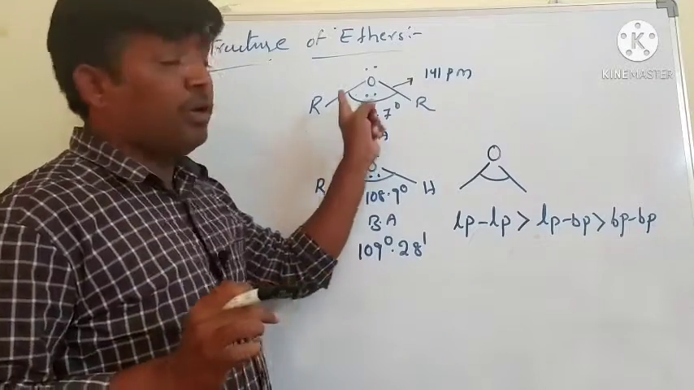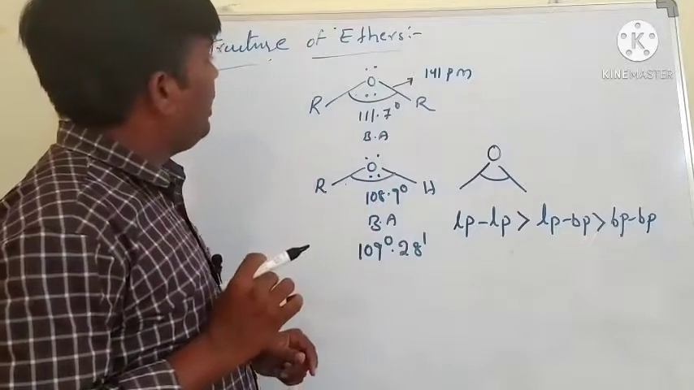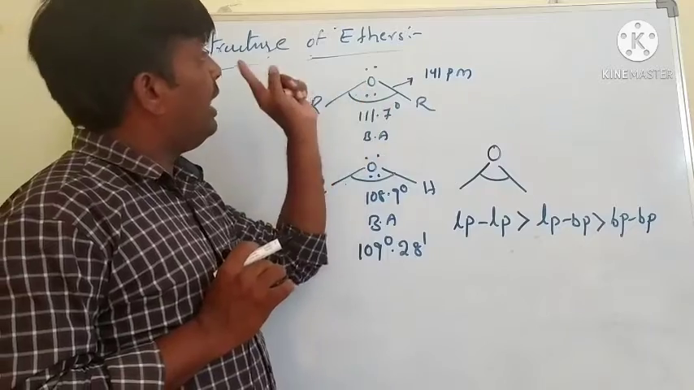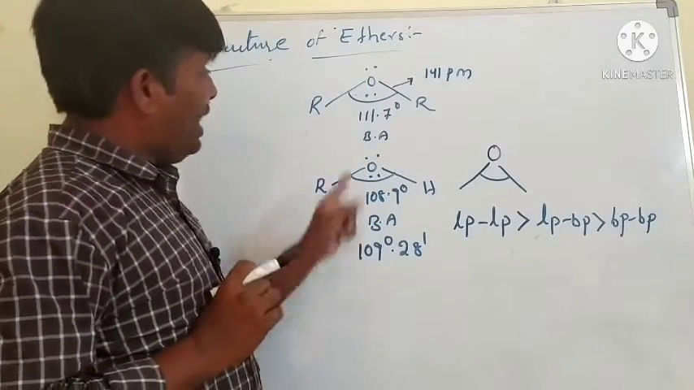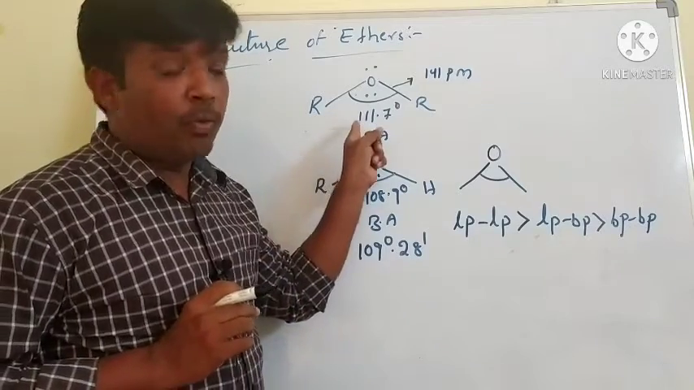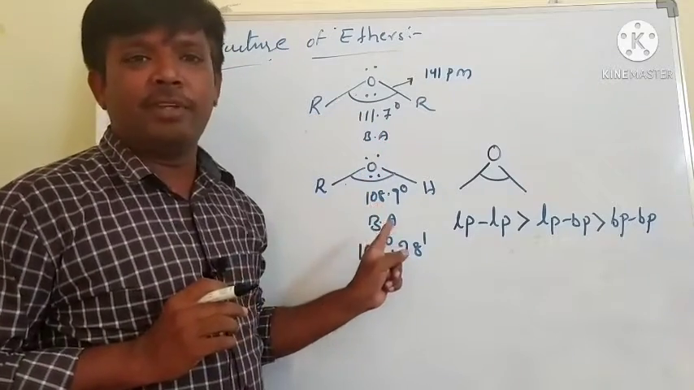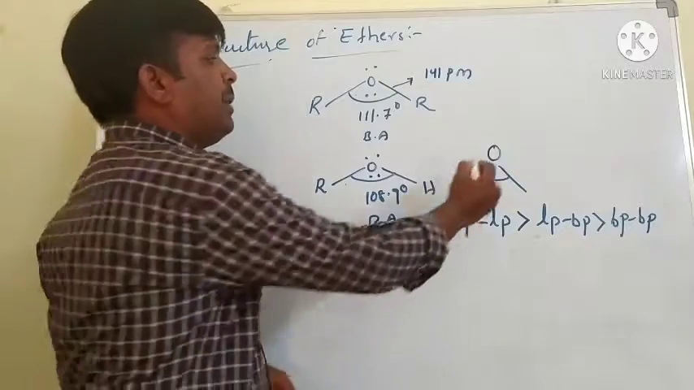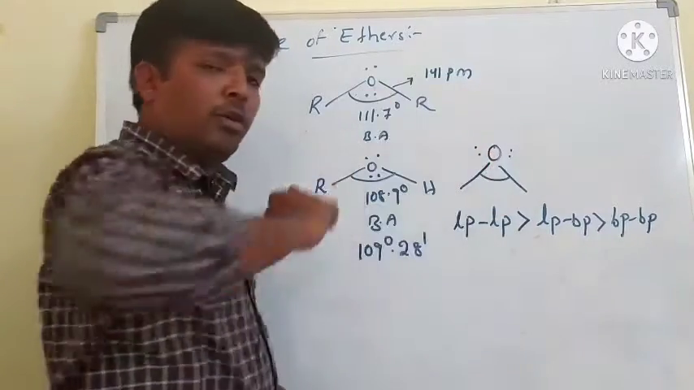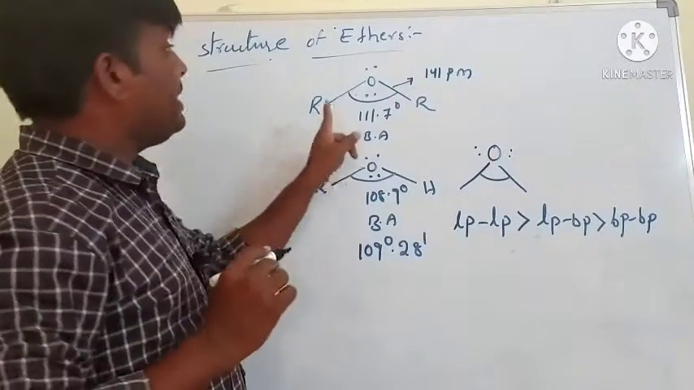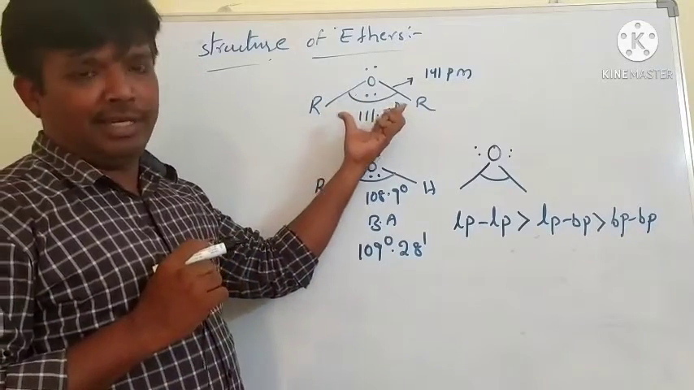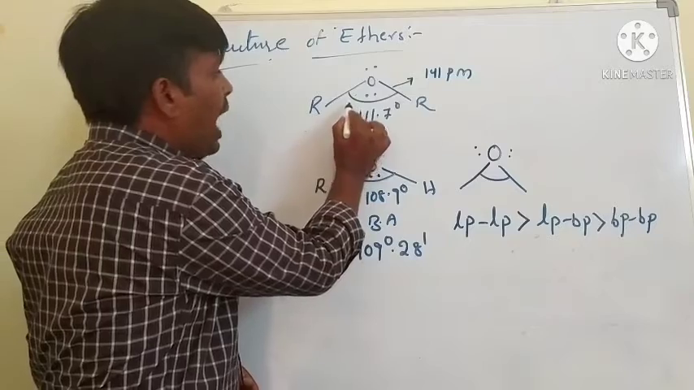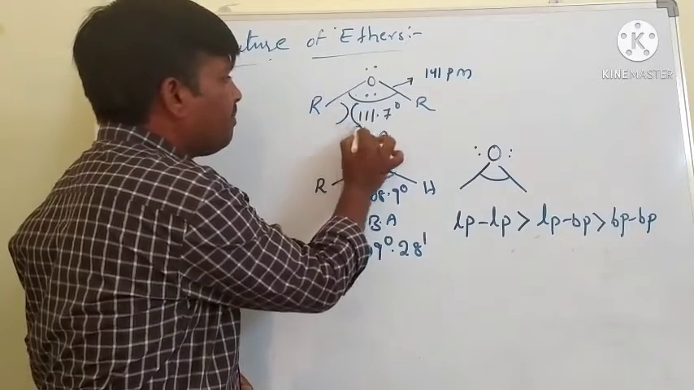But here also, you should have a doubt. What is that doubt? In ethers also, two lone pairs of electrons are present. Why is it increasing? Why in case of alcohols is it decreasing? In case of alcohols, the repulsion between lone pairs is very high. But in case of ethers, the repulsions between two alkyl groups are very high.